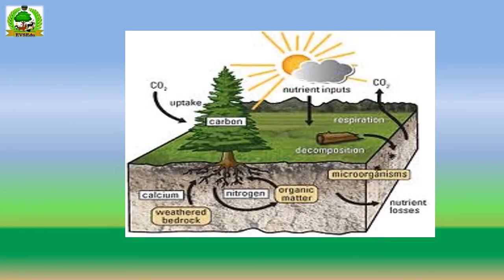This is a complete picture of the cycling, showing how nutrients transfer from one level to another, how they get converted into different organic matter and microorganisms, how microorganisms are present in our environment, and how an ecosystem runs.